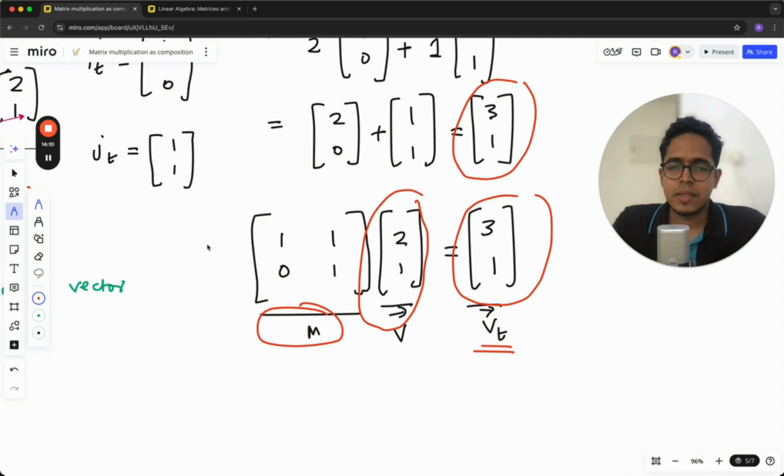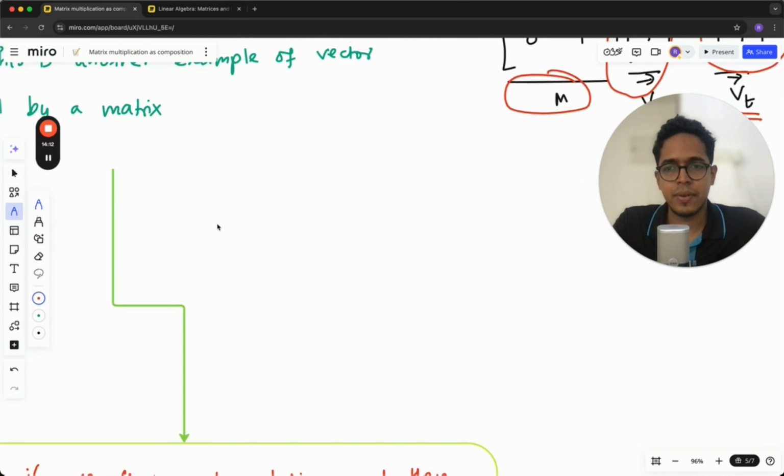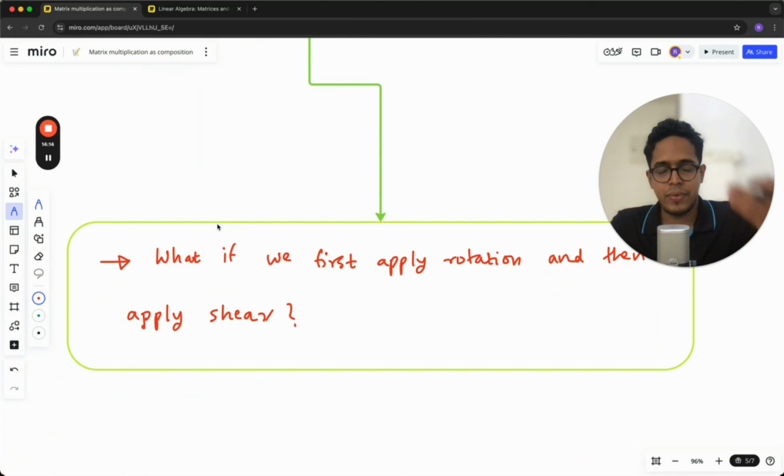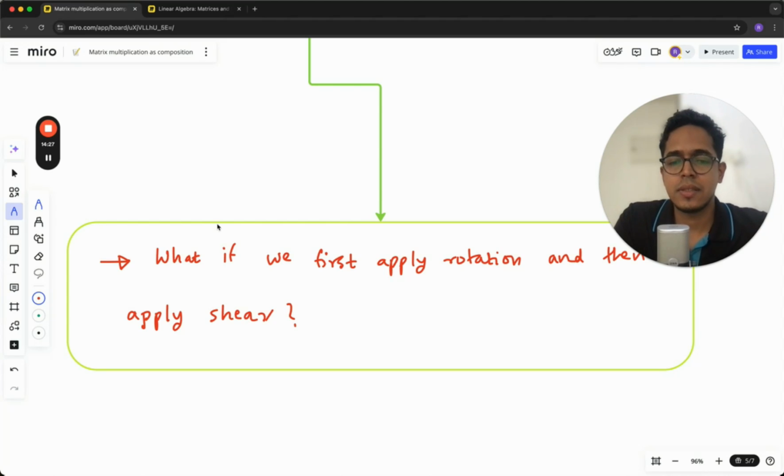Now let's look at an interesting case. What if we are applying first rotation and then shear? So we are not just doing shear, or not just doing rotation. We are not performing only one operation. We are performing two operations, but one after the other. Let's see what happens in that case.